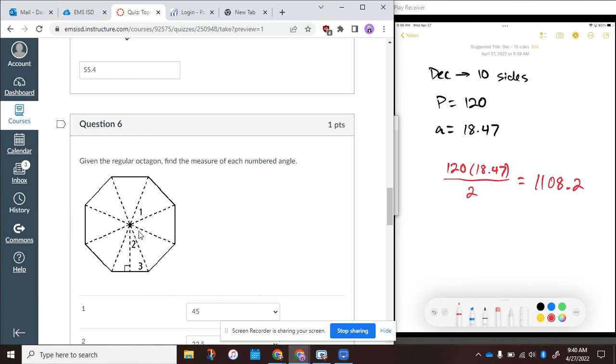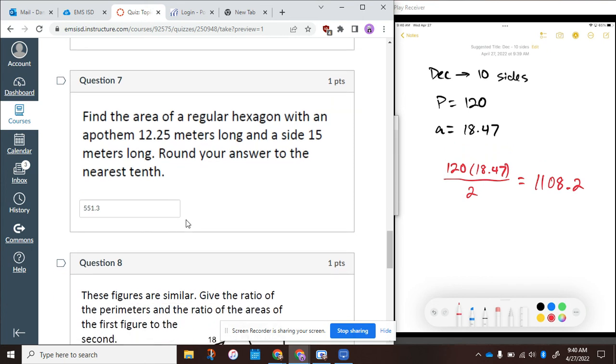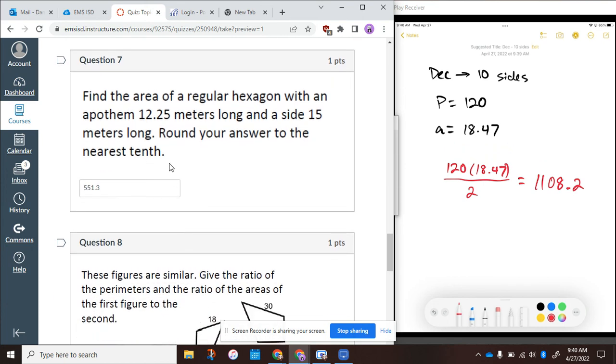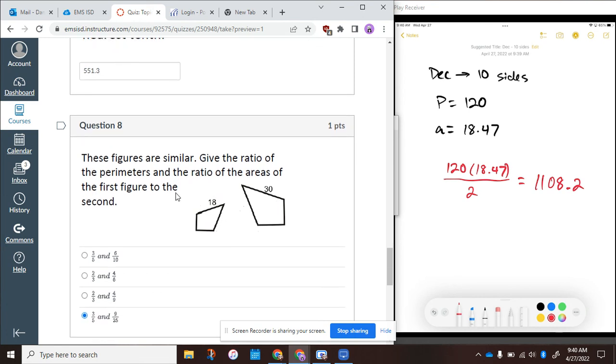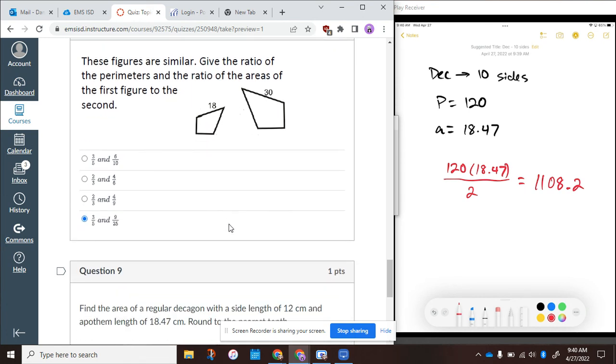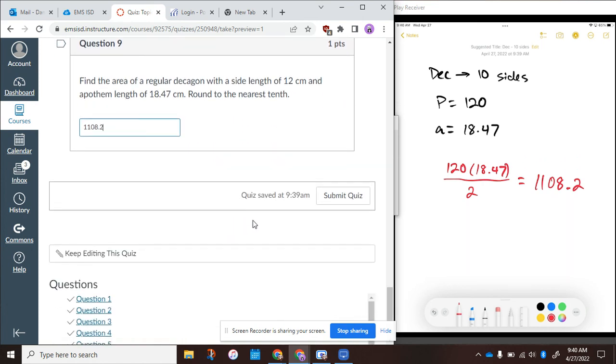You might want to write down something about 360 divided by the number of sides. You maybe should keep track of that one half perimeter times apothem. You should write something about the ratio of perimeters and your scale factor. All of that stuff is related to each other. That's all we're going to have for the review.